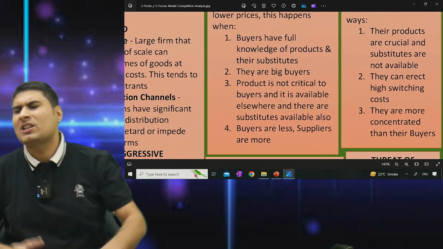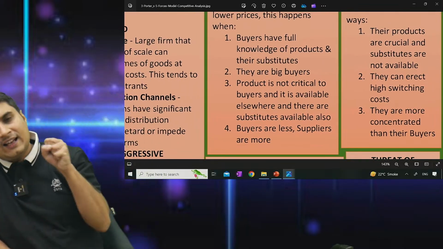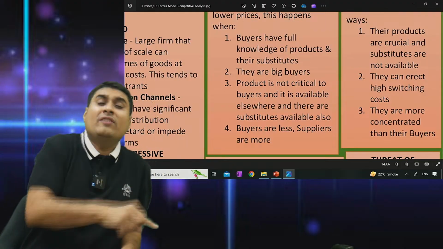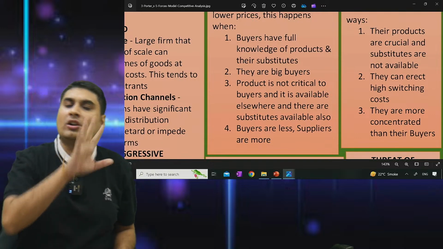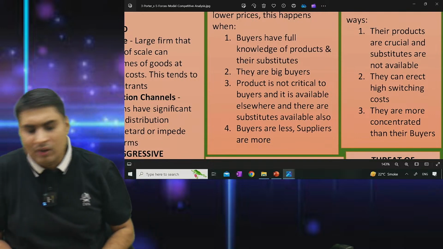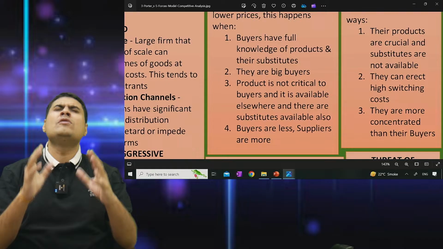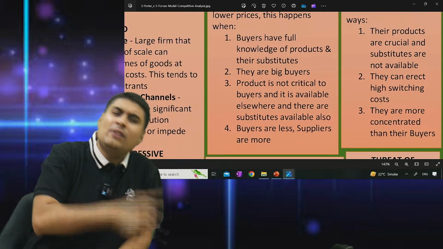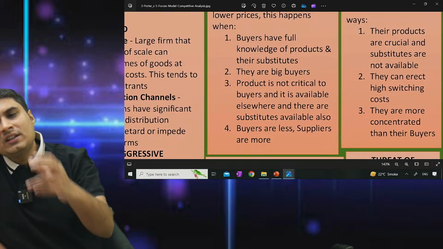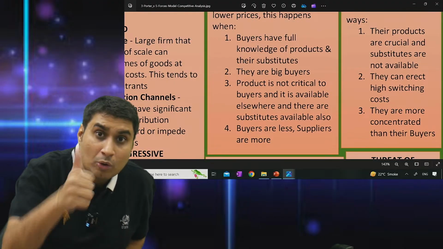So in three situations, supplier will have a lot of power. Suppliers are less. There are no substitutes available. There are huge switching costs, so I will not switch. I hope you are clear. One last time, tell me when supplier will have lots of power. When suppliers are less, there are switching costs involved and there are no substitutes available. I hope you understood all three.